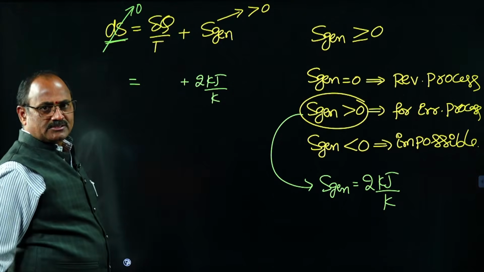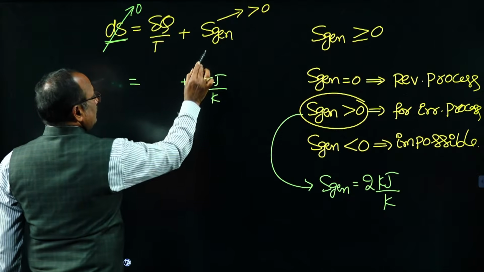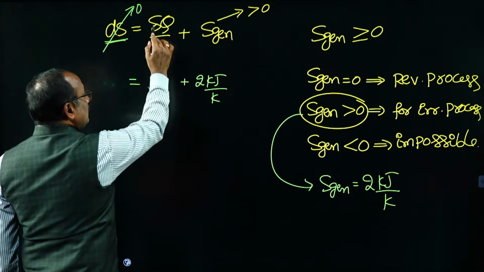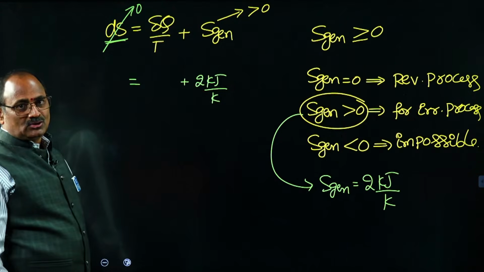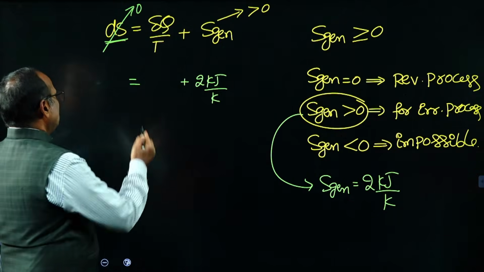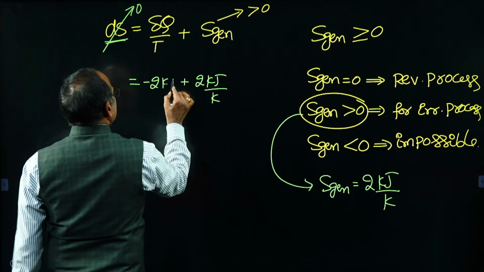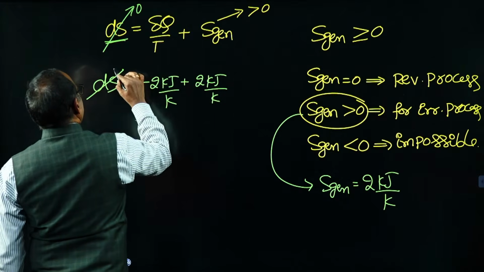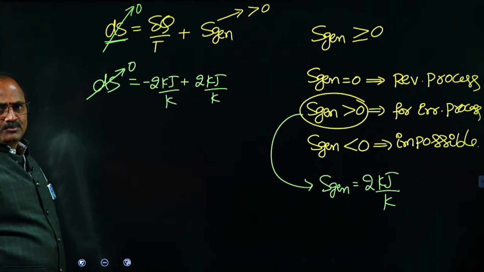For an isentropic process, ds must be equal to 0. For having ds equal to 0 with positive entropy generation, the del q by T must be equal in magnitude to 2, but that must be negative. Therefore, this del q by T must be minus 2 kilojoules per Kelvin. Then only this entropy change can become 0. That kind of process you are calling an isentropic process.